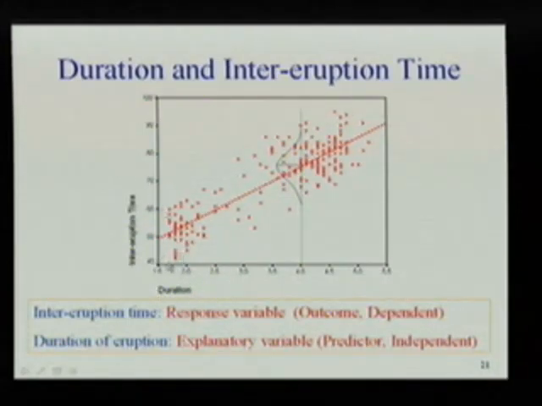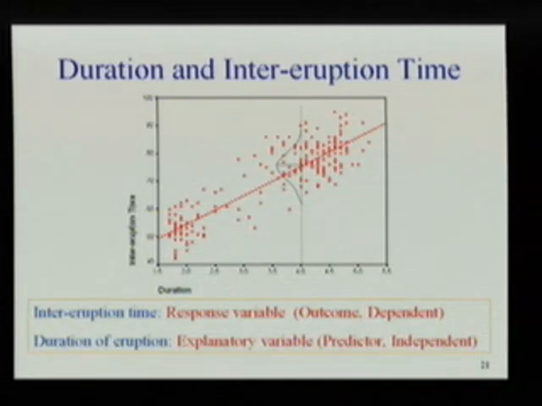So that will be the explanatory variable, or factor variable, or predictor, right? The inter-eruption time will be the response variable, outcome variable, because you observe such a long duration, so you have to wait this long. So inter-eruption time becomes the response variable. I hope this is another good example showing you how to identify your response variable and the predictor variable.